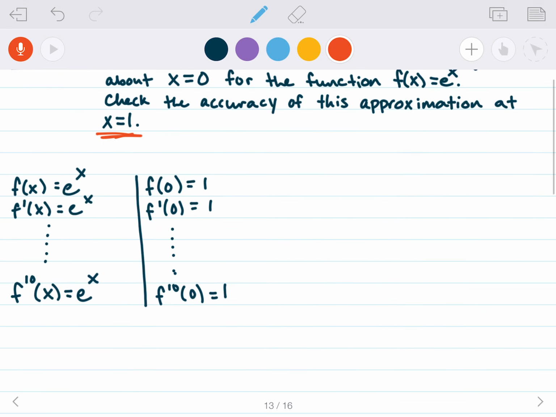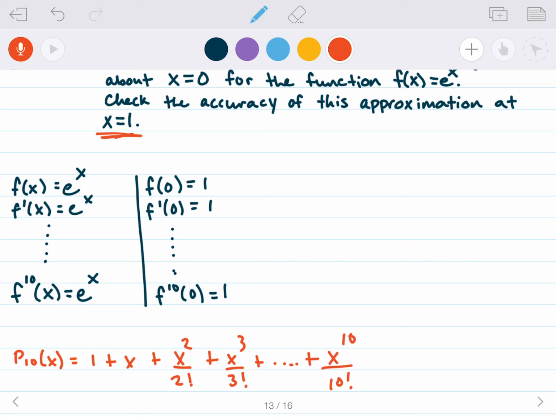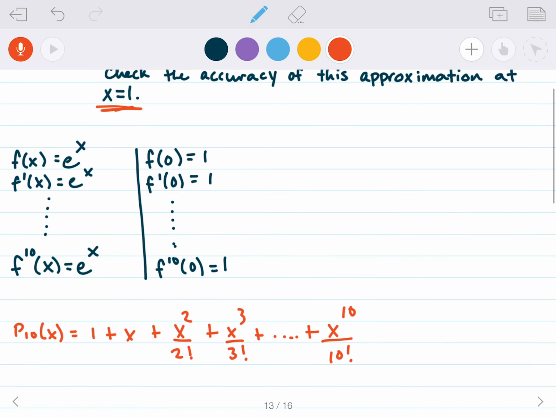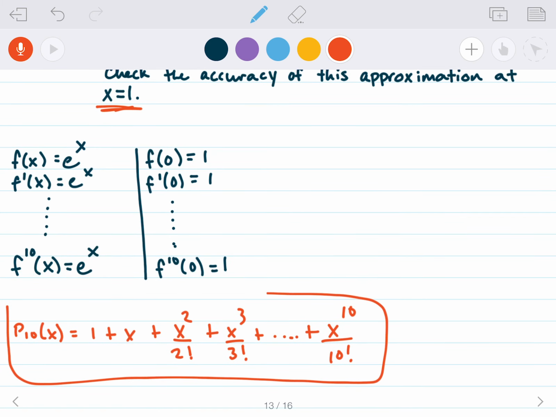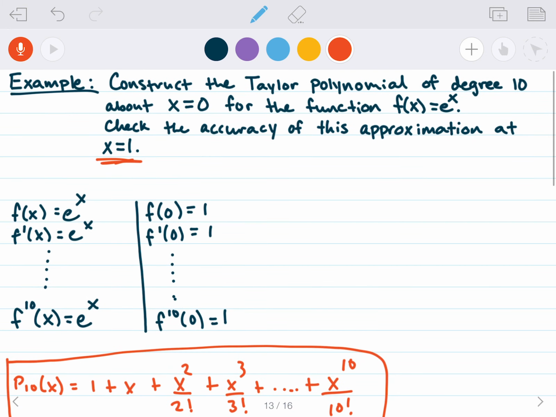So now our degree 10 polynomial, p10 of x, is just going to equal 1 plus x plus x squared over 2 factorial plus x cubed over 3 factorial, all the way to x to the 10 over 10 factorial. So that's our polynomial. Here it is. And the question is, how good is this going to approximate at x equals 1?